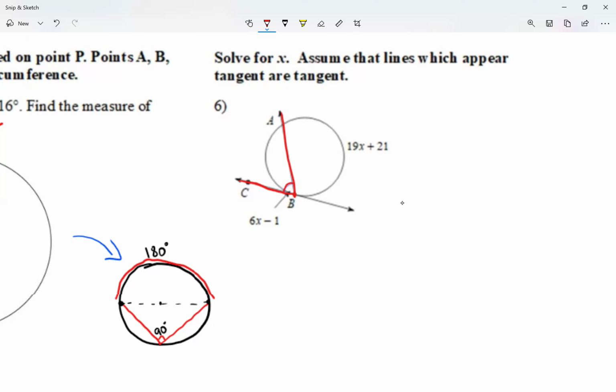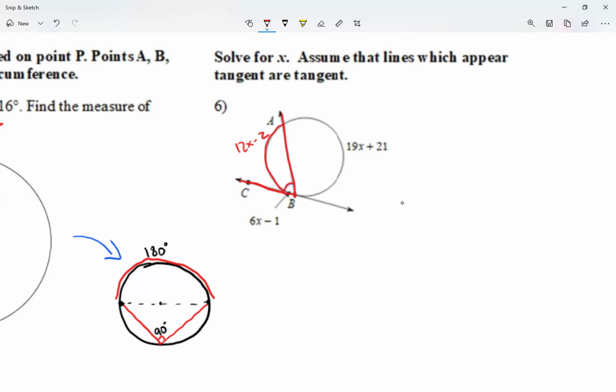So that means I know the angle is 6x minus 1, right? You guys see that angle 6x minus 1. So I'm going to say the arc that it makes is going to be 12x minus 2. All I did was I saw the angle and I multiplied everything by 2, because the angle times 2 is equal to the arc that it makes. All right, so the arc is 12x minus 2.